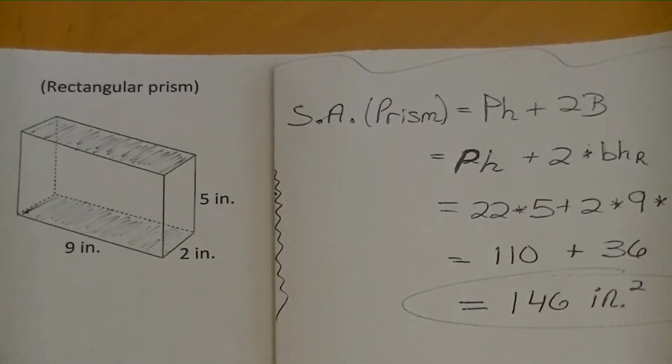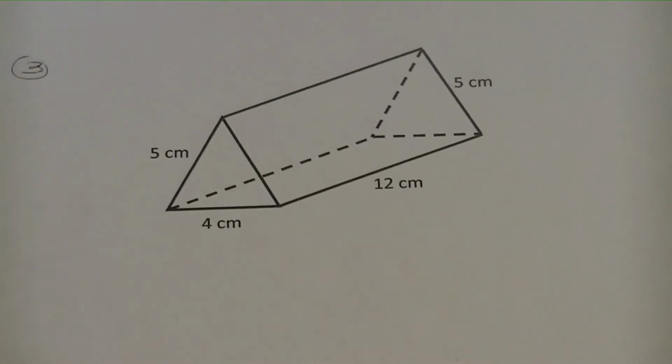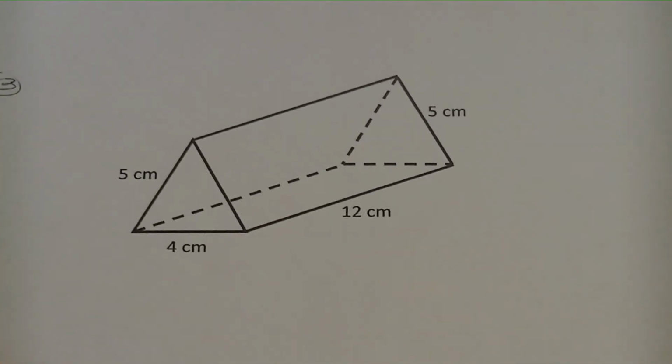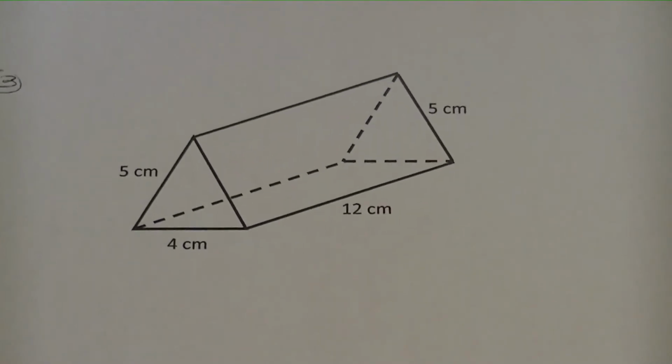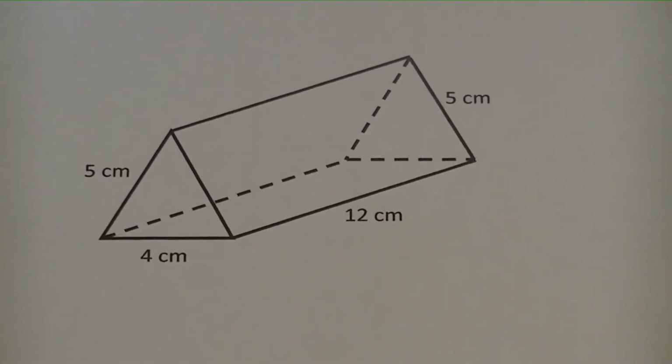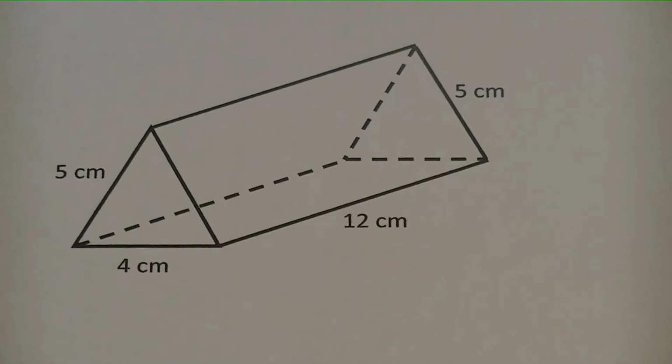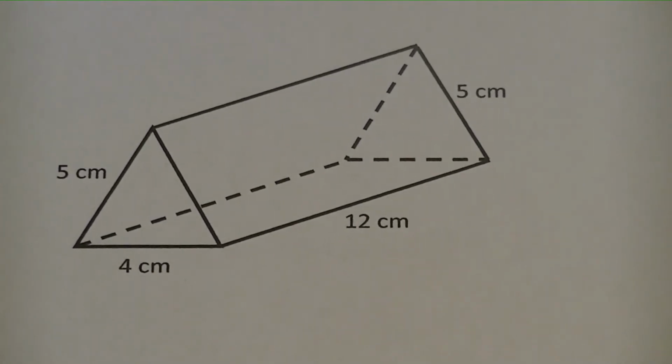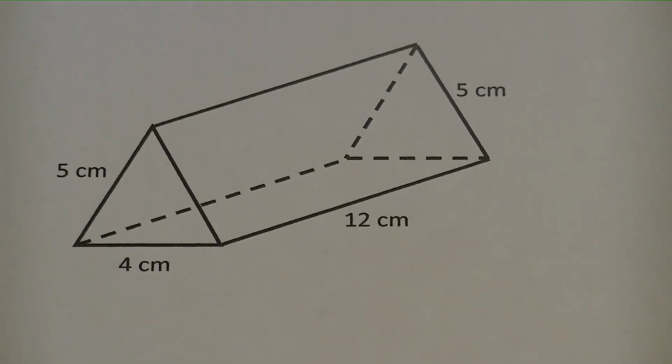All right, here's the third one. A little more challenging, but certainly within your grasp. What is the lateral area and surface area of this triangular right prism? Let's round off to the nearest tenths. Round off to the nearest tenths.